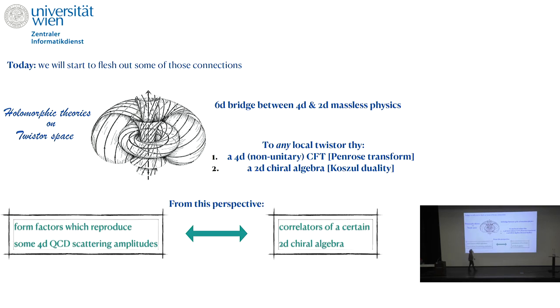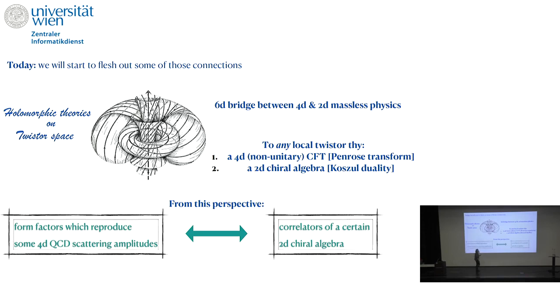So to any local holomorphic theory on twistor space, we can associate 2 corresponding structures that turn out to be deeply related to one another. On the one hand, it's been familiar for a very long time, since the advent of twistor theory itself, that one can use a local holomorphic theory to obtain a 4-dimensional theory by means of the classical Penrose transform. And in particular, one can access conformal or massless physics from a local such theory, and I'll be focusing indeed on massless or conformal physics in my talk today.